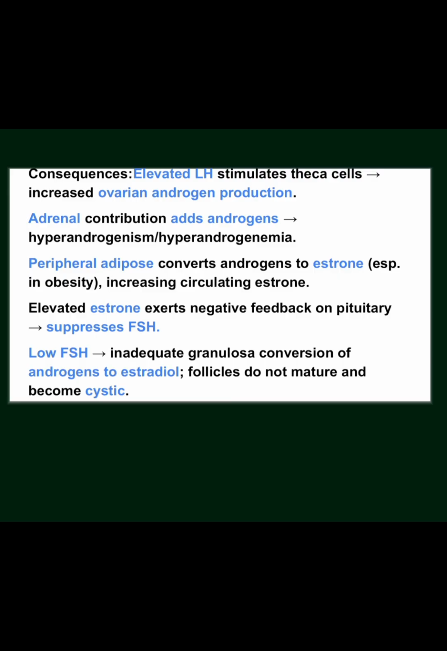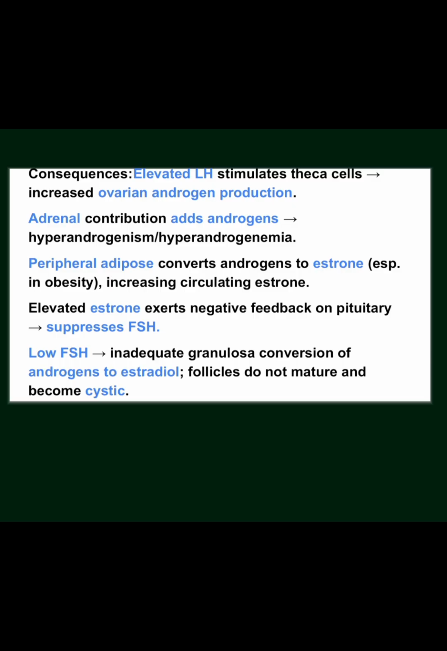So another organ which already produces androgens in the body is the adrenal glands. So that also adds to the androgens which are already being produced in the body, due to this already existing hormonal imbalance. So we have that causing hyperandrogenism and hyperandrogenemia.